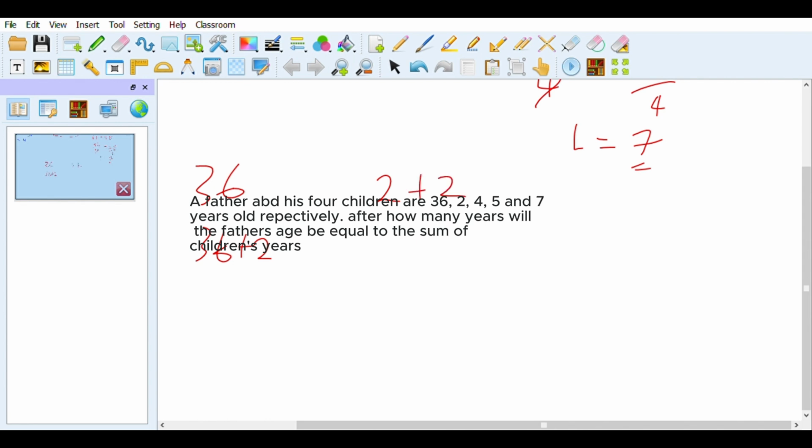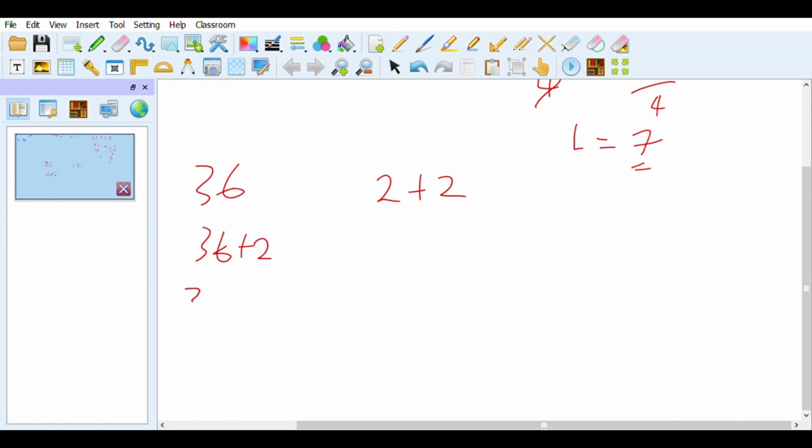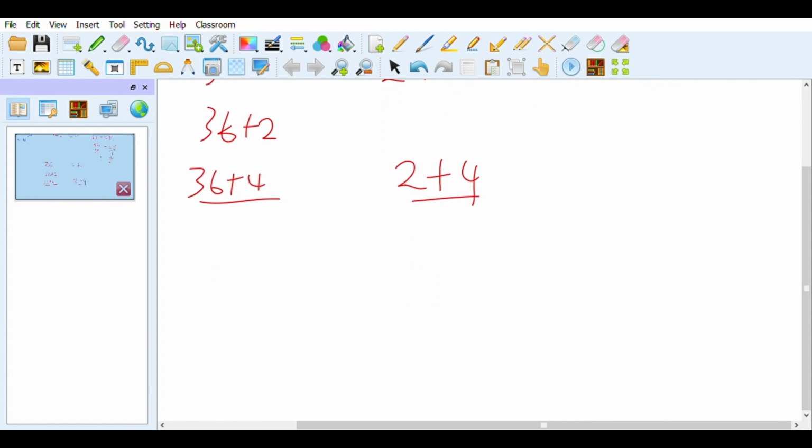How about after 4 years? How old will daddy be? Daddy will be 36 plus 4 years. After 4 years from the initial point, the child is supposed to be 2 plus 4 years. So what we're trying to say is, if you're this old this year, after a number of years, you're going to be your age now plus that number of years. So take note of that, because we're going to use this idea in solving this question.